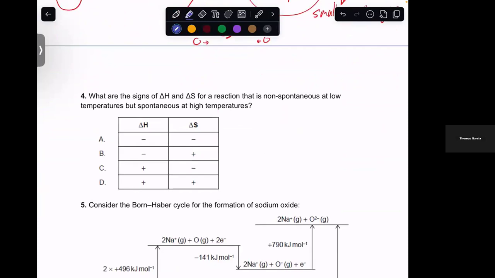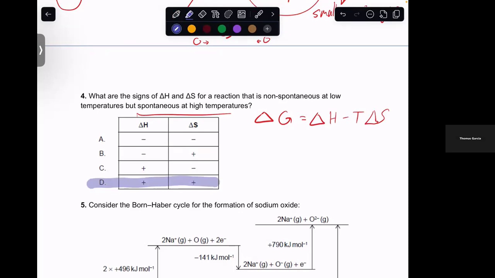What are the signs of delta H and delta S for a reaction that is non-spontaneous at low temperatures, but spontaneous at high temperatures? Hey, guess what, y'all? This is exactly the same as the one we did for number one, delta H minus T delta S. We want something that's spontaneous at high temperatures. So we know the answer is going to be D, but let's just go through that one more time.